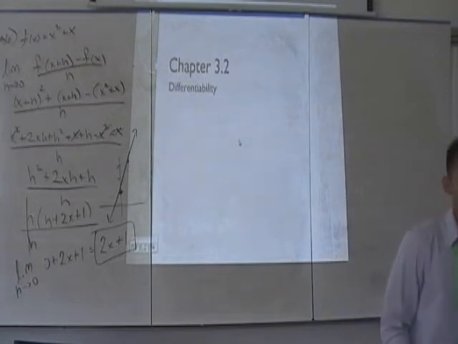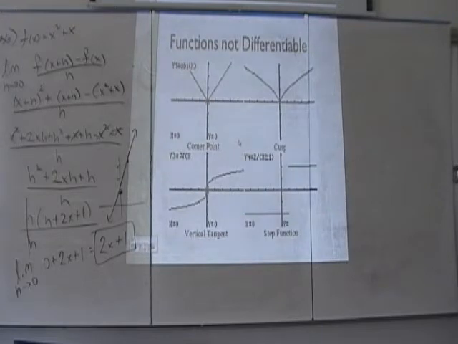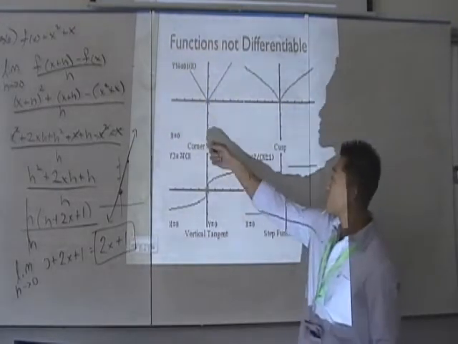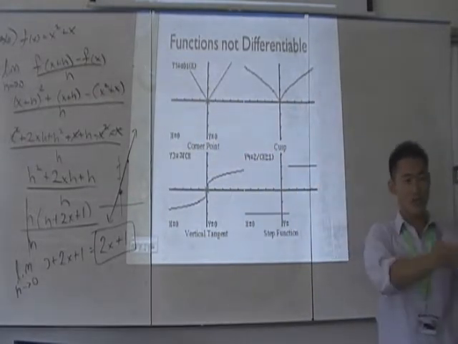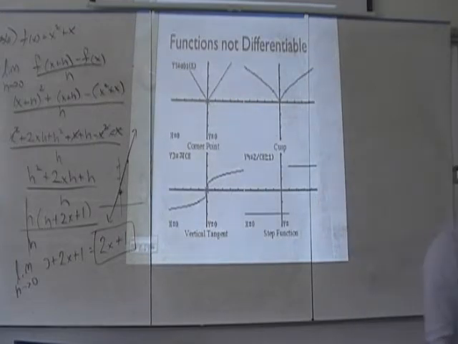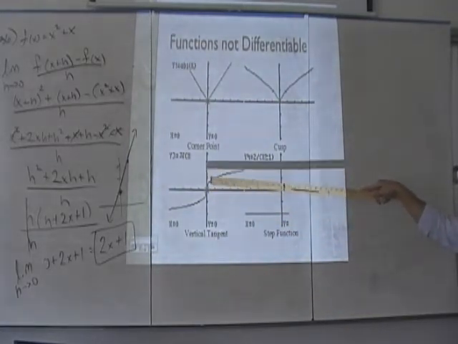Okay, so there are 4 cases when something is not differentiable. There are 4 cases when you cannot take the derivative of something. These are the 4 cases. When there's a corner, when there's a cusp, which is kind of like a corner, but it rounds out like that, but it's still kind of a corner. Where there's a vertical tangent, because we can't have the slope be infinity.